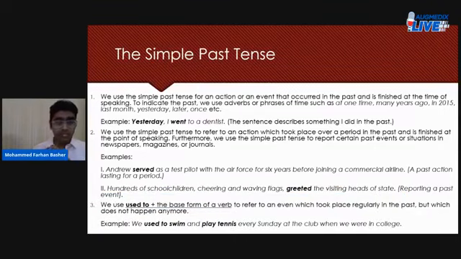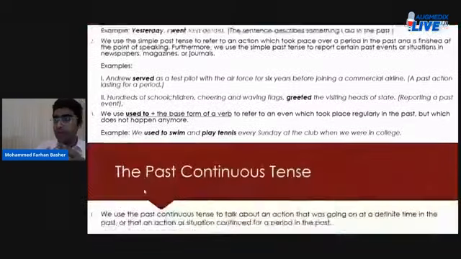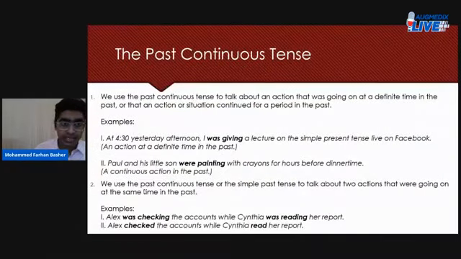Okay. I hope the simple past tense is clear. If it is not clear, please do let me know in the comment section. I will try to clarify your confusions, inshallah. All right, moving forward to the next slide, we have the past continuous tense. When do we speak or when do we talk in the past continuous tense?